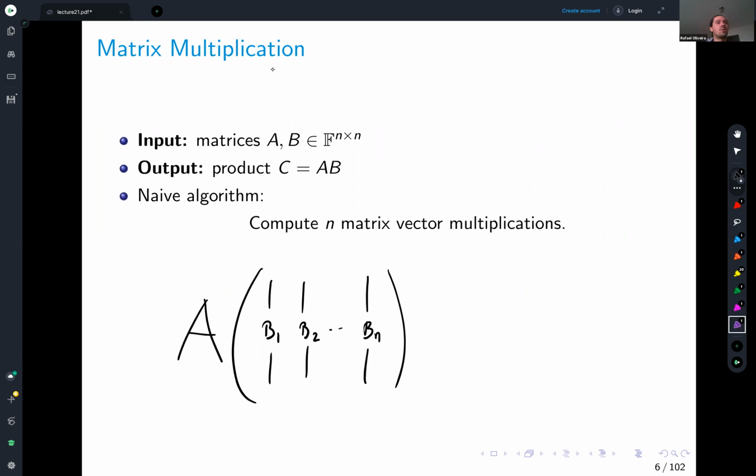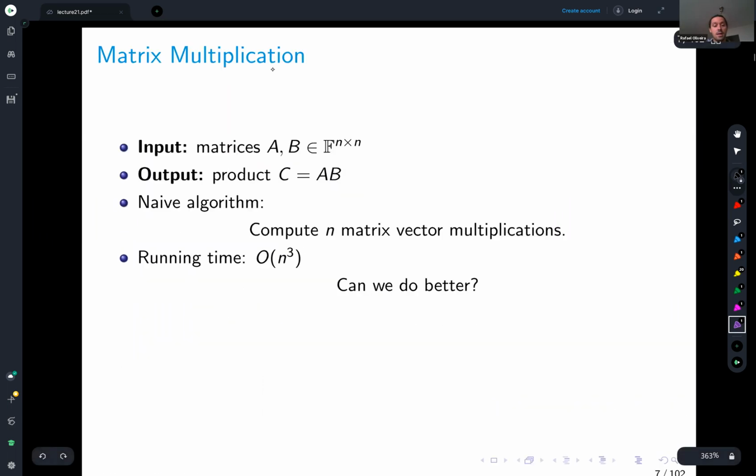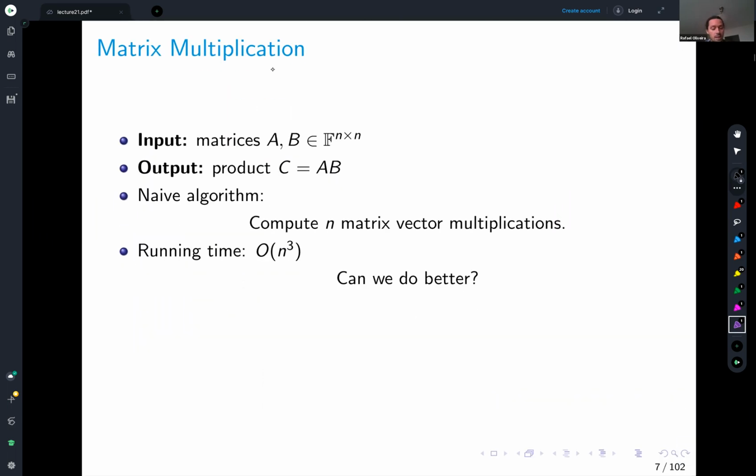And how long does this algorithm take? Well, the running time of this algorithm is O of n cubed, because each matrix-vector multiplication takes O of n squared, because I have to at least read all the entries of A. Does that make sense? So it just takes linear time in the size of A. So the running time here is O of n cubed.